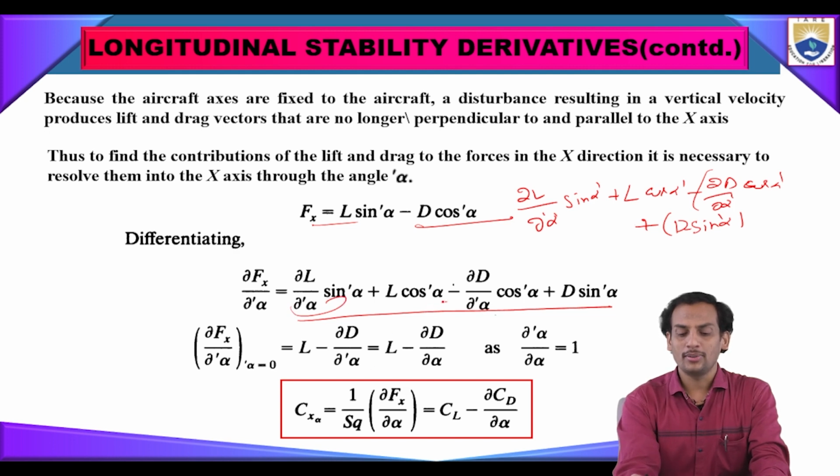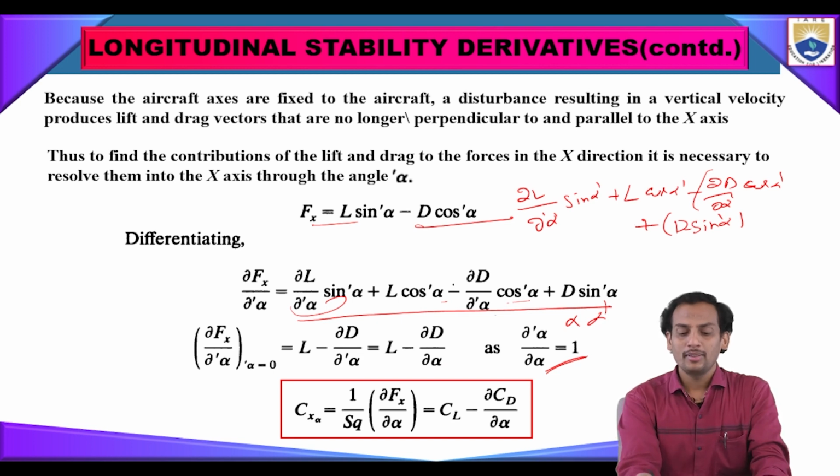So here cos 0 will be 1, so that is L. So ∂D/∂α' will also be 1 here, so that will be L minus ∂D/∂α'. If alpha is a function of alpha prime, then ∂α'/∂α will be taken as 1. So the total thing will be L minus ∂D/∂α.